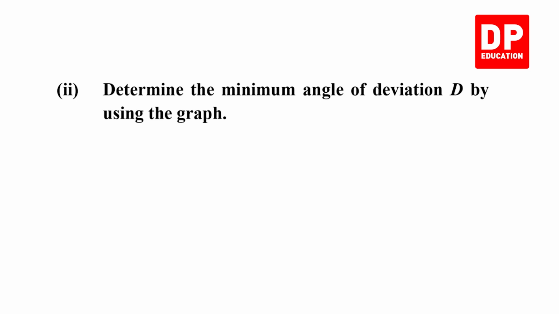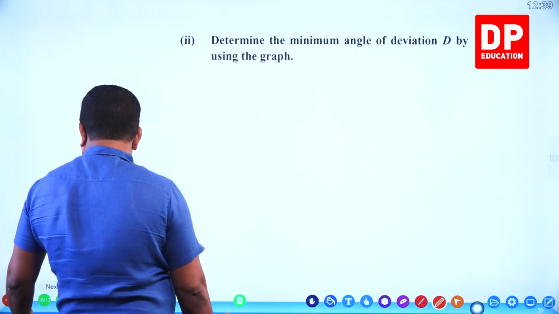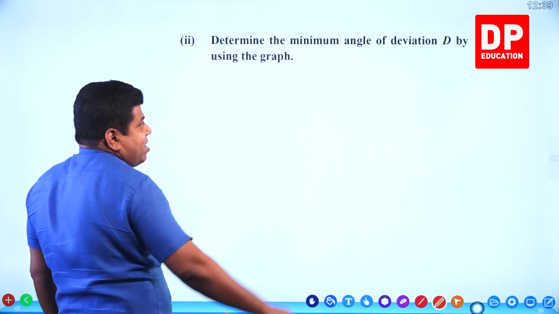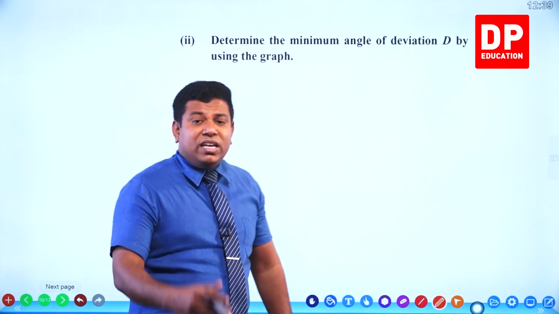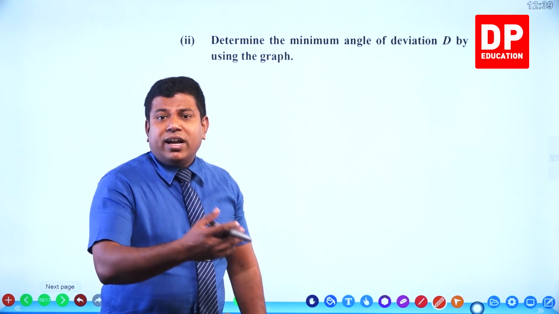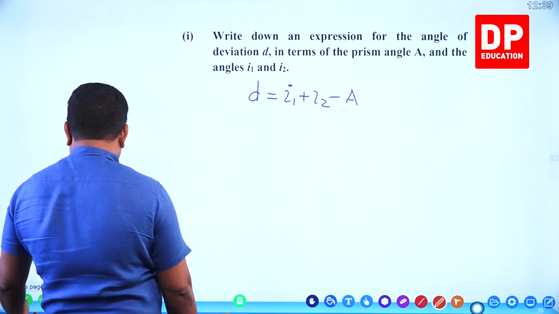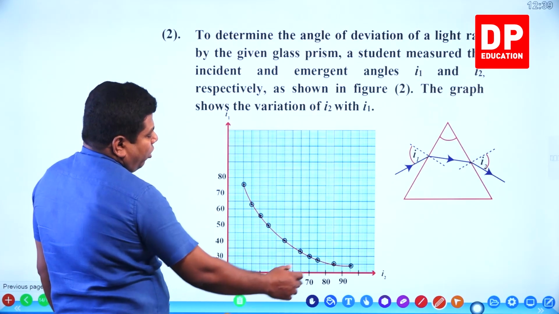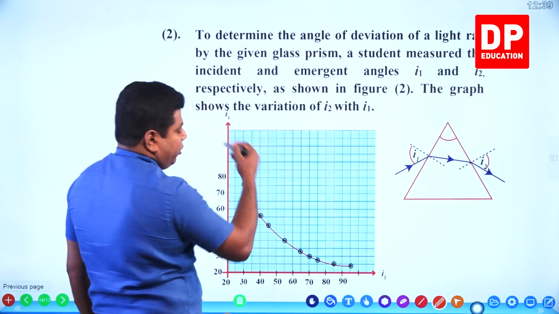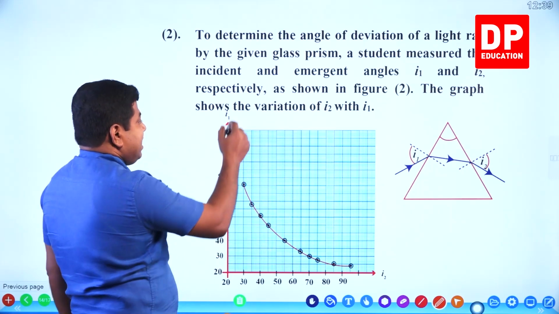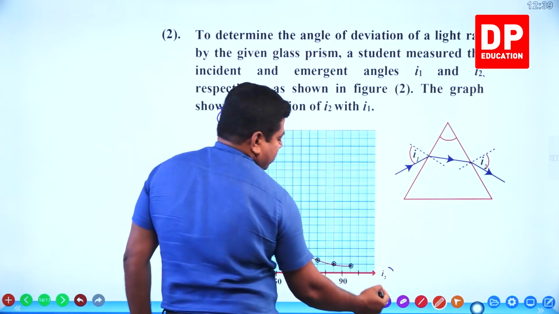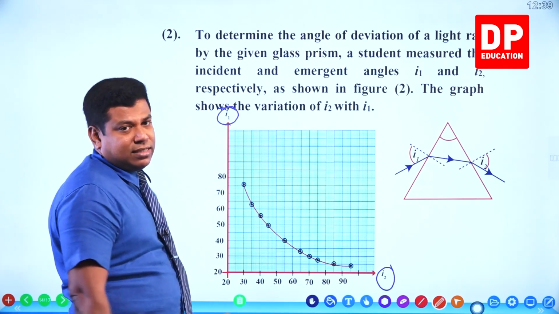Determine the minimum angle of deviation D by using the graph. You know, when the angle of deviation is minimized, I1 and I2 have to be equal. So let me go to the graph and find out where I1 and I2 are equal on this graph. Remember, this is not a D graph. Careful. I1 and I2 is what we have on the x-axis and y-axis.